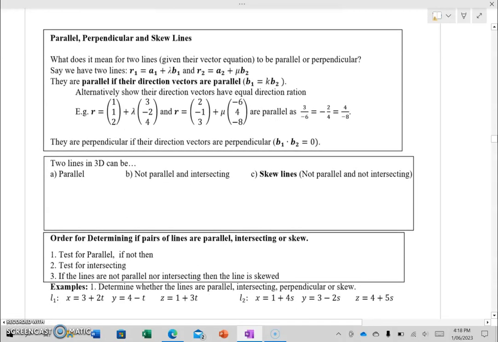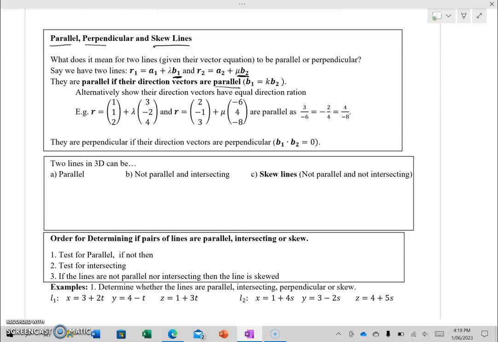So this bit's on parallel, perpendicular, and skewed lines. One thing we need to be able to do is to decipher whether lines are parallel, perpendicular, or skewed. So what does it mean for two lines to be parallel or perpendicular? The key thing is it's all got to do with their direction vectors. Two lines will be parallel if their direction vectors are parallel, so the direction vectors are scalar multiples of each other.